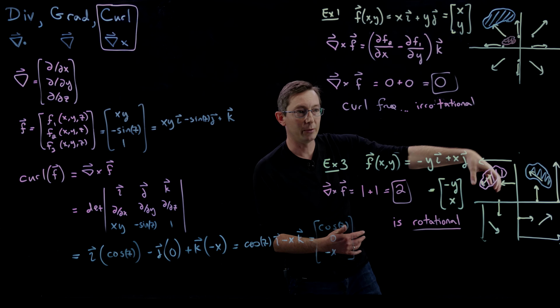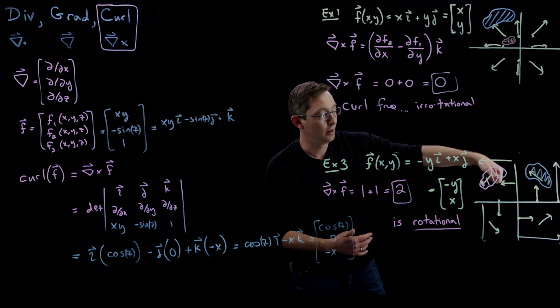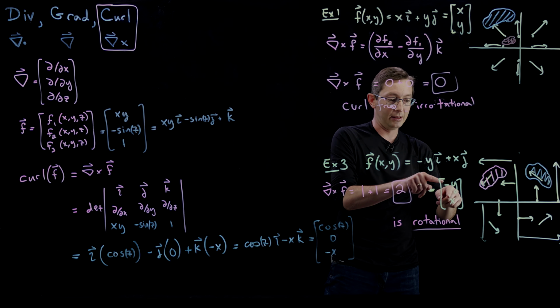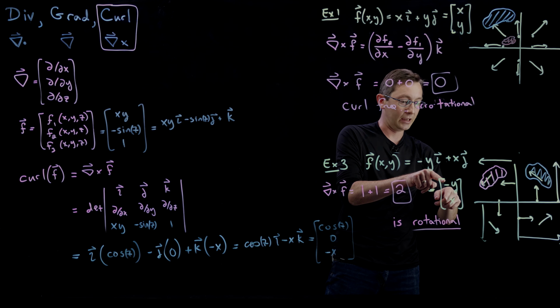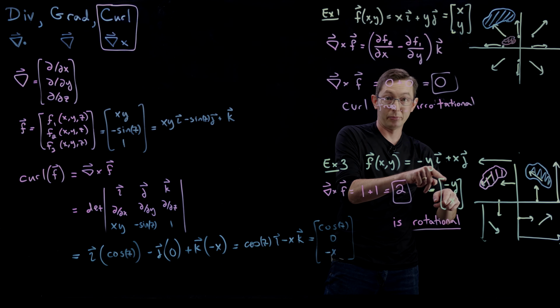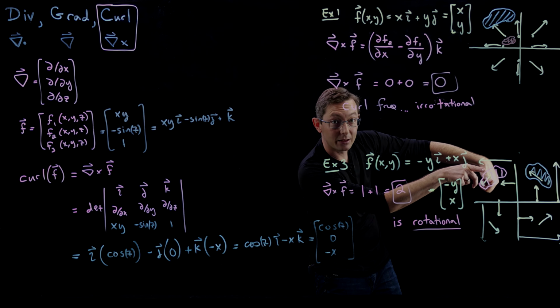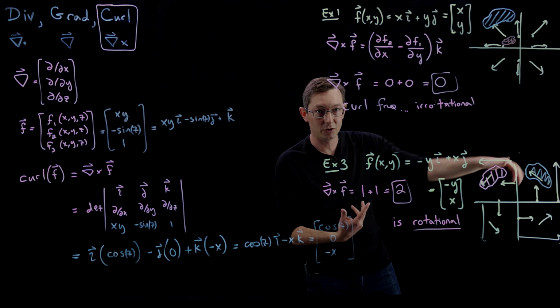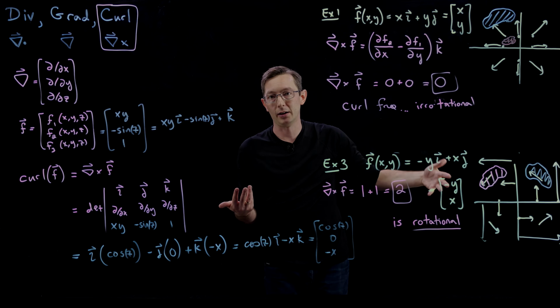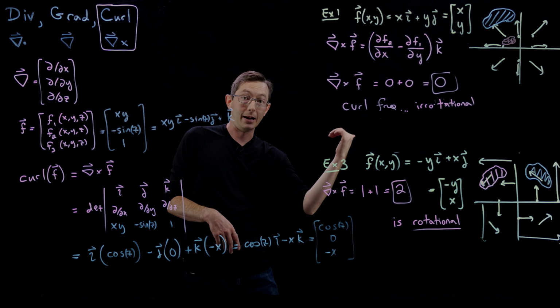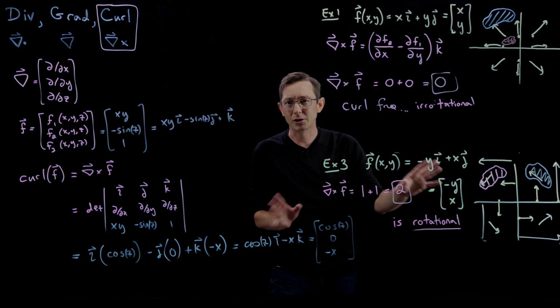If I had a vector field that was going the other direction, say minus x and plus y, then this would be going the other way, and my thumb would be going into the board. That would be a negative 2. That would be rotating in the negative direction using the right-hand rule. So this is just a convention that we all agree on.